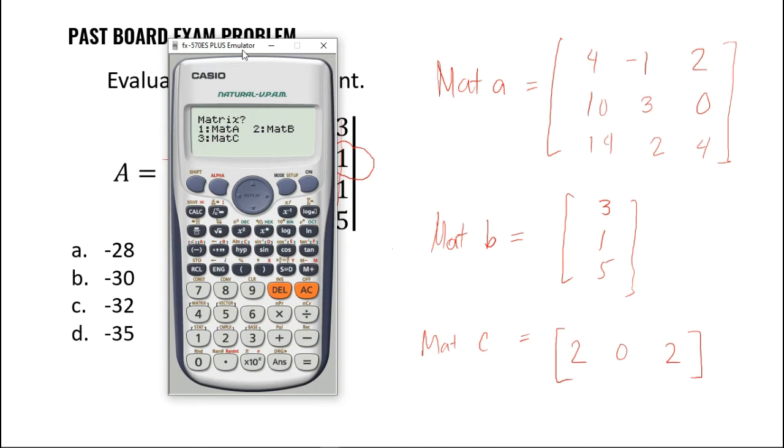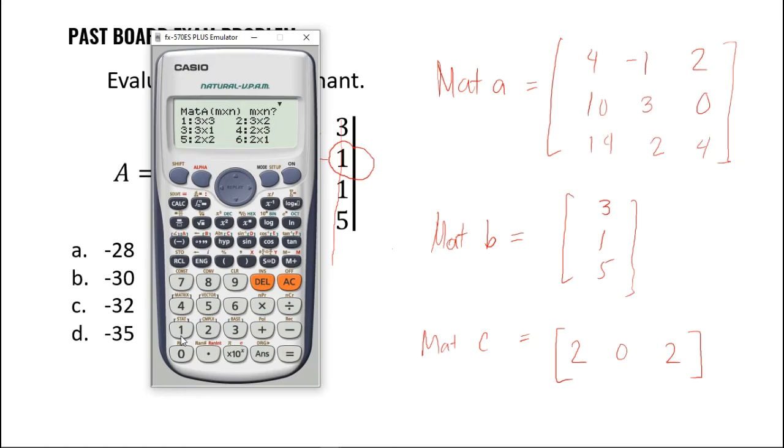Then, input natin yung matrix A. So, 1, we have here. So, ang matrix A natin is the 3 by 3 matrix. So, we have here 1. Then, we have 4. Input lang natin lahat, guys. After you input the number, you press the equal sign.